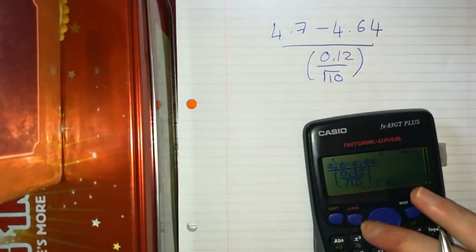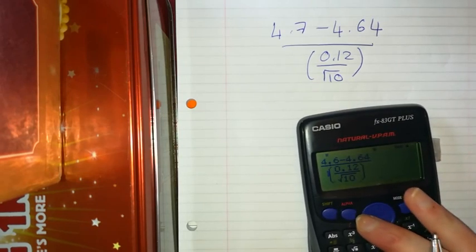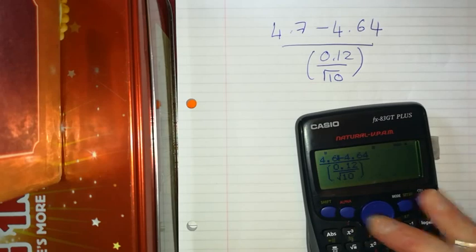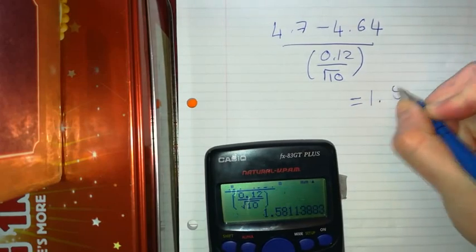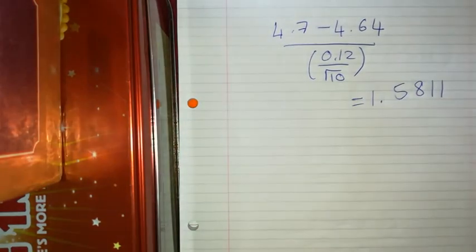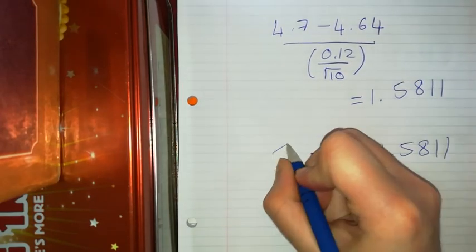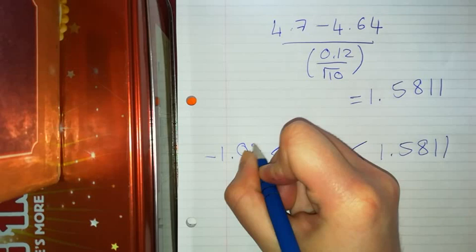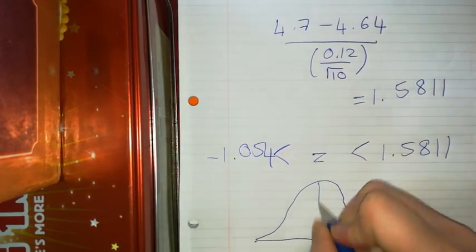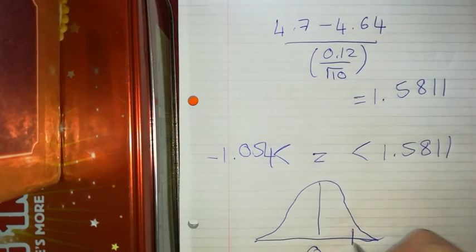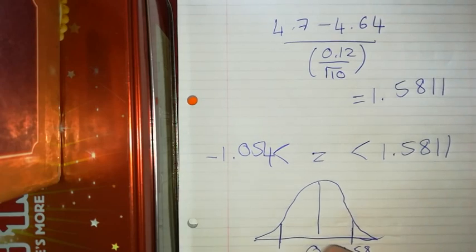So I can literally just go back to my calculator and plug in 4.7. I'm just going to do that there. And then I get 1.5811. So I'm looking for the probability that z is between minus 1.054 and 1.5811. So my mean in the middle is 0, and then here somewhere it's going to be 1.58, and then this side is going to be minus 1.05.